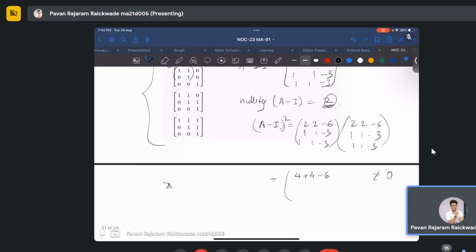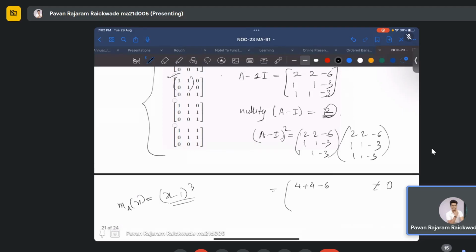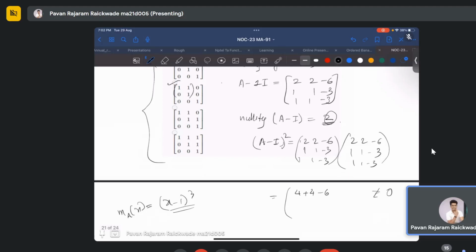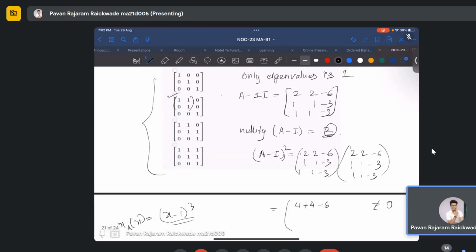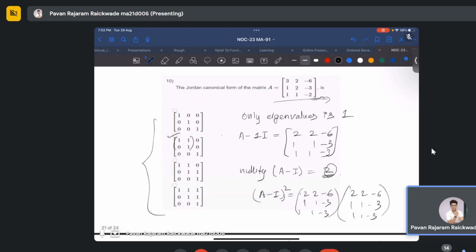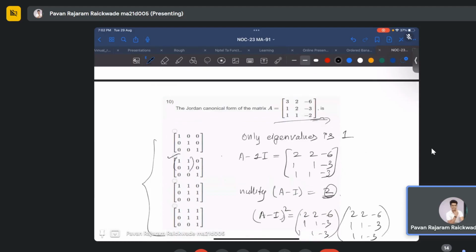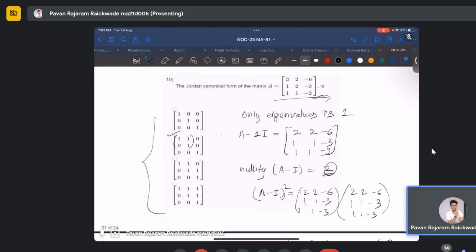So the minimal polynomial is simply (x minus 1) cubed. Just give me a minute. Someone please confirm for this matrix A, what will be the minimal polynomial?